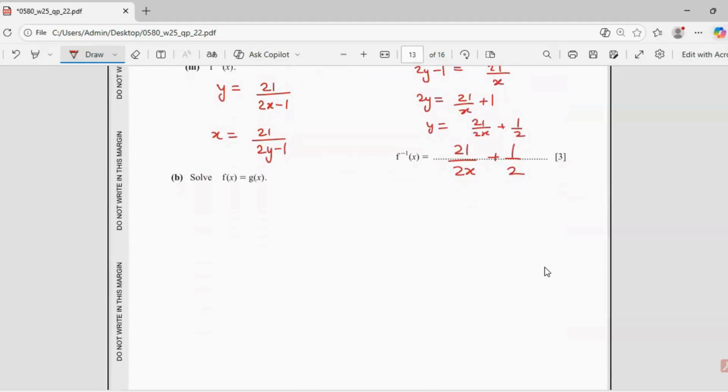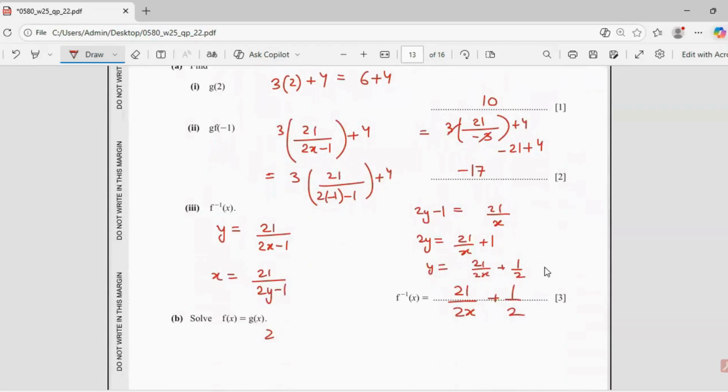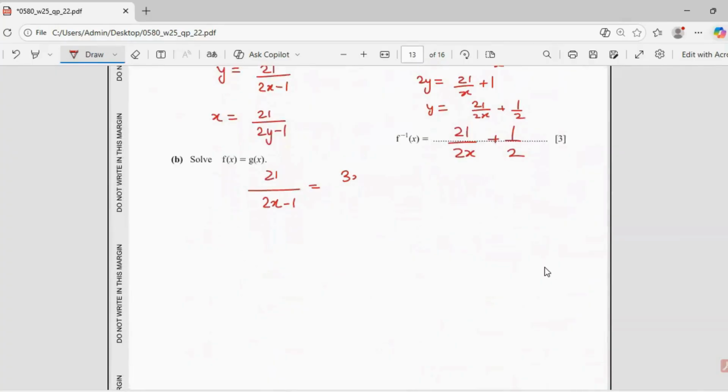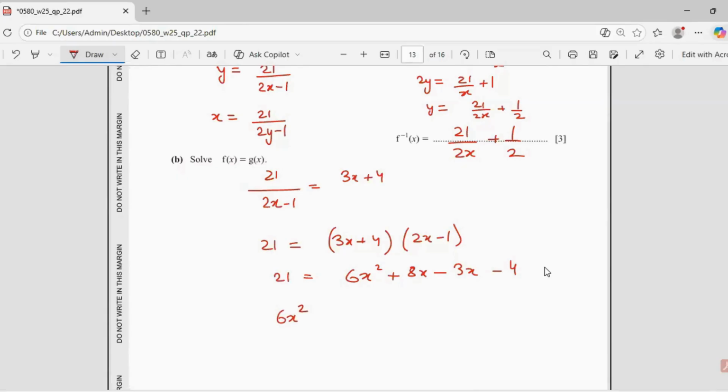Now we have to solve f(x) equals g(x). f(x) is 21 upon 2x minus 1, and g(x) is equal to 3x plus 4. Let's cross multiply to find the equation. 3x plus 4 times 2x minus 1, which is 6x squared plus 8x minus 3x minus 4, is 21. This is 6x squared plus 5x minus 25 equal to 0.